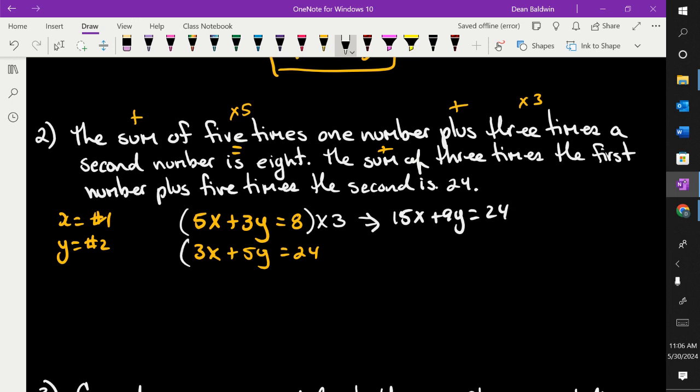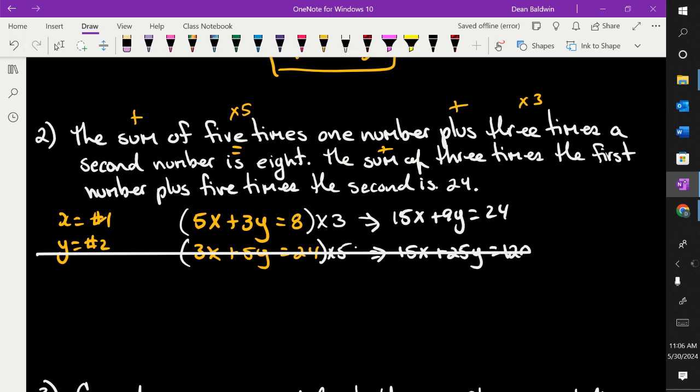And then the bottom we're multiplying by 5, which will give us 15x, 25y. What's 24 times 5? What's 5 times 2? 120. Good job. There we go. Okay. 120.